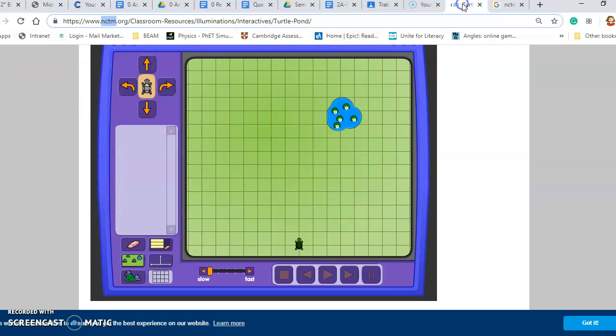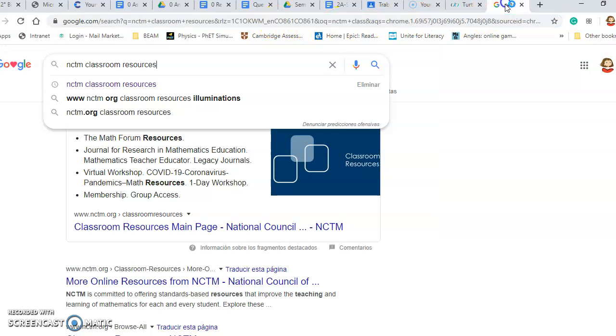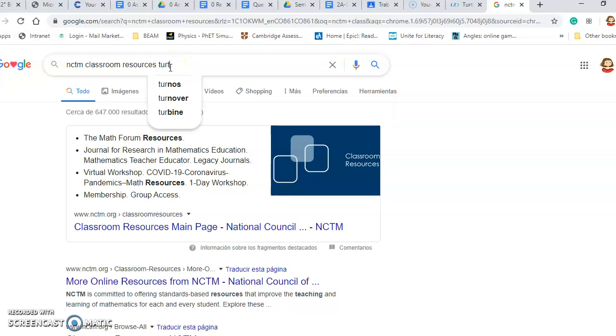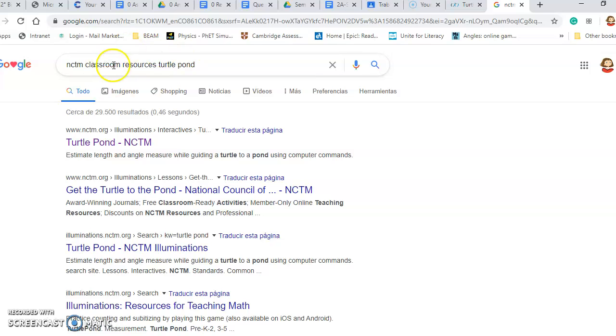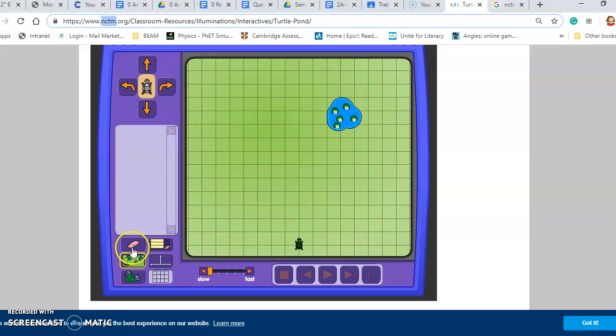and it's not enough because you need to put what is the classroom resource that you want to use, and in this case is the turtle pond. So you need to write turtle pond in Google. After you have this, it's going to appear the direct link. So now you have 2 ways to go to the game.